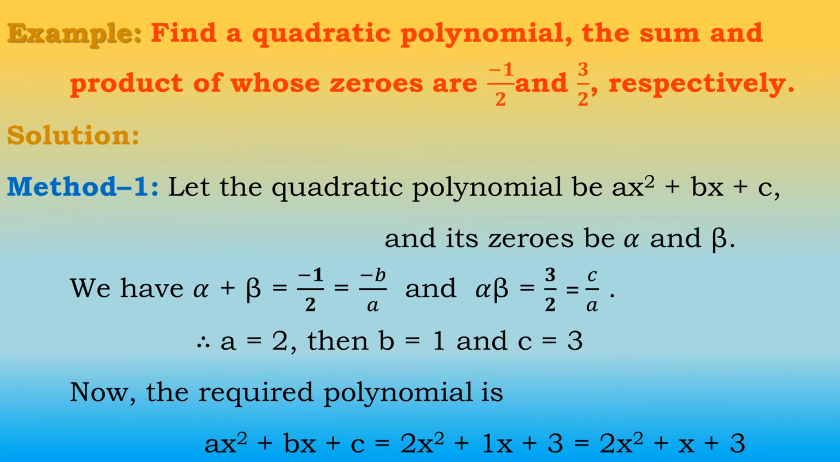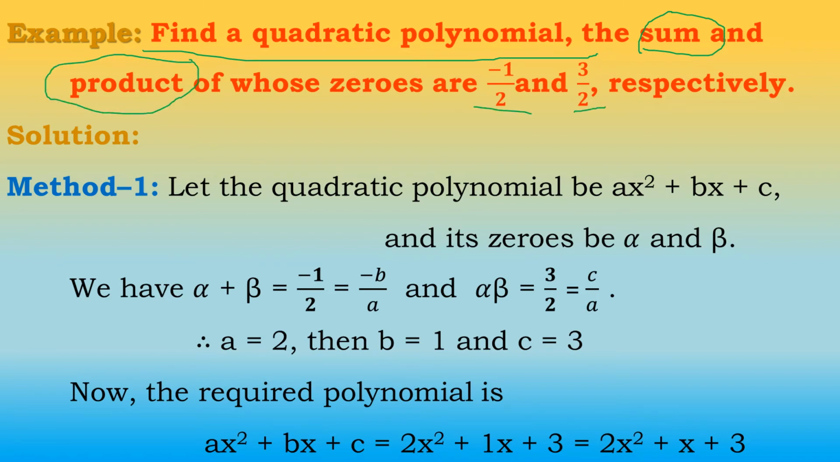Let us see another example to understand more about the concept of finding a quadratic polynomial. Here we have a question like this. Find a quadratic polynomial, the sum and the product of zeros are minus 1 by 2 and 3 by 2. So what is the meaning of minus 1 by 2 and 3 by 2? Here the value of minus 1 by 2 is nothing but the sum of the zeros. The value of 3 by 2 is nothing but the product of zeros.